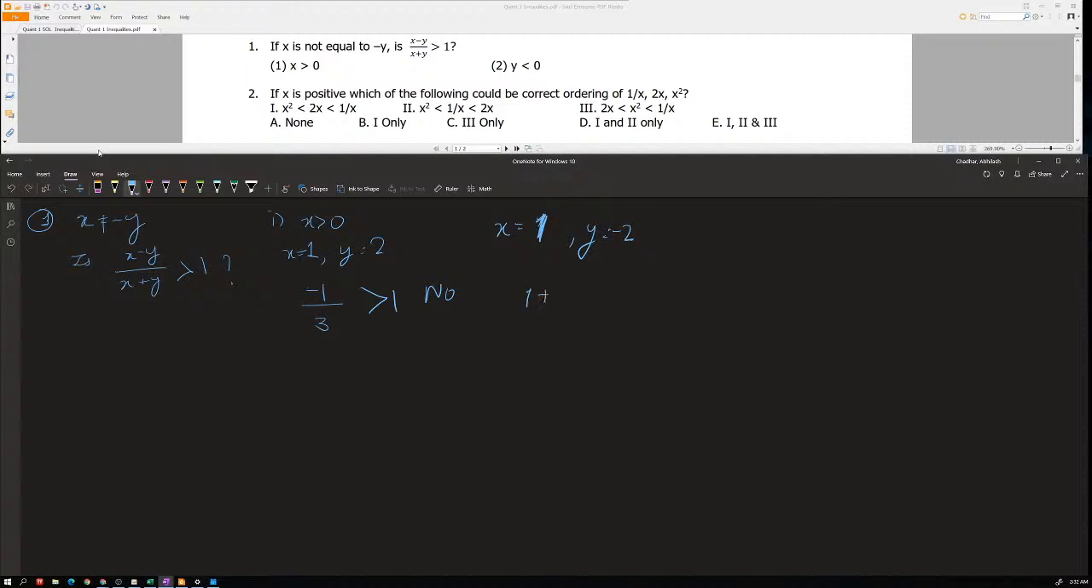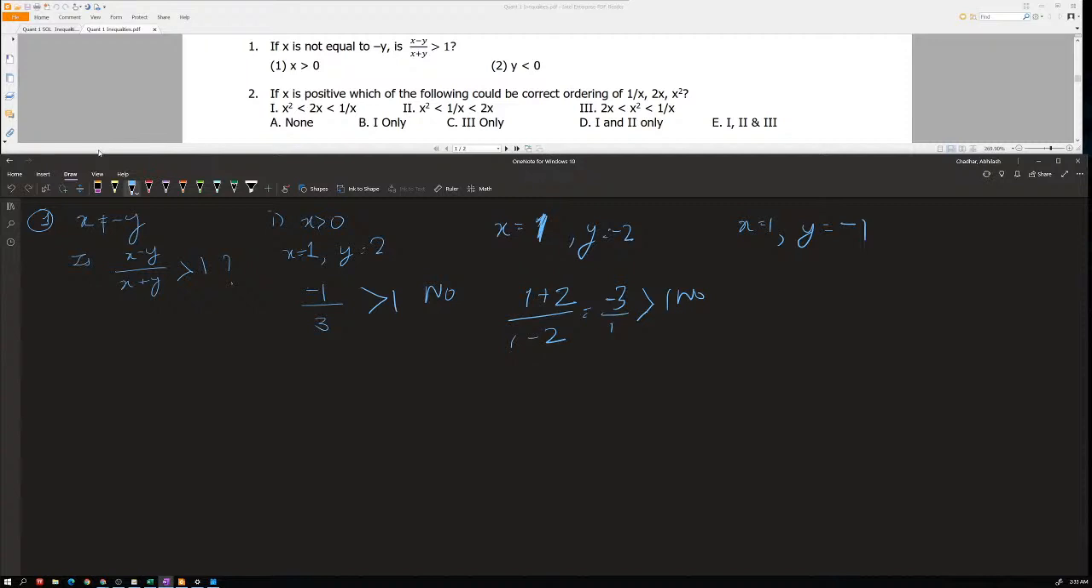So it becomes 1 plus 2 divided by 1 minus 2, right? Or I think still we'll get a minus here because this will become 3 by minus 1, minus 3 by 1, so we will still get a no answer. For getting a yes answer, we could take x equal to 1, y equal to minus 1. In that case, x is becoming equal to minus y, so this is not a correct condition.